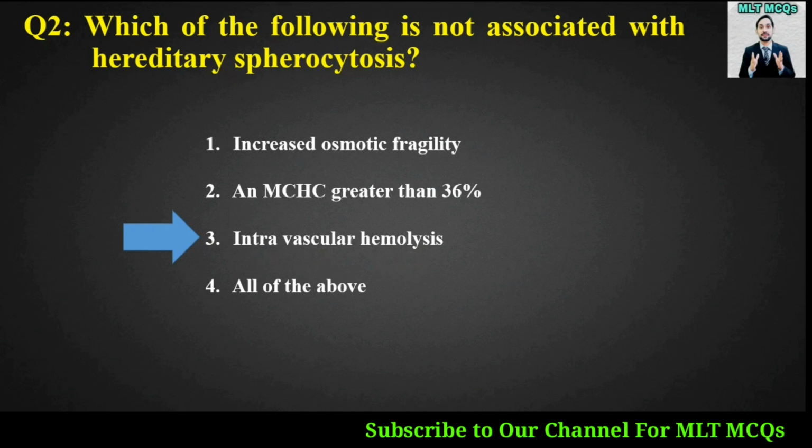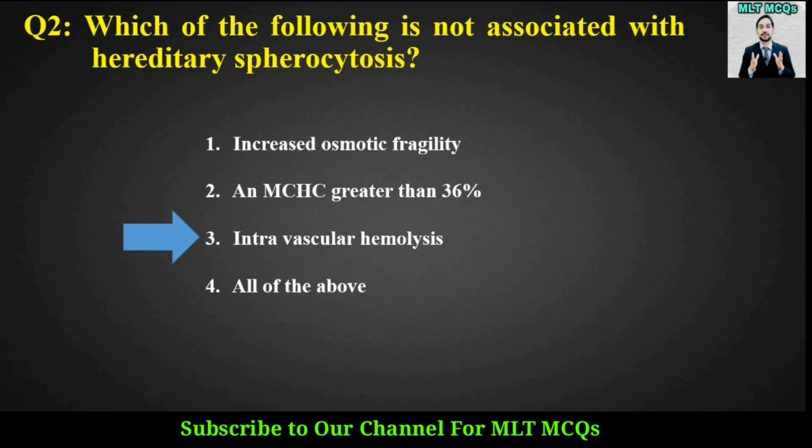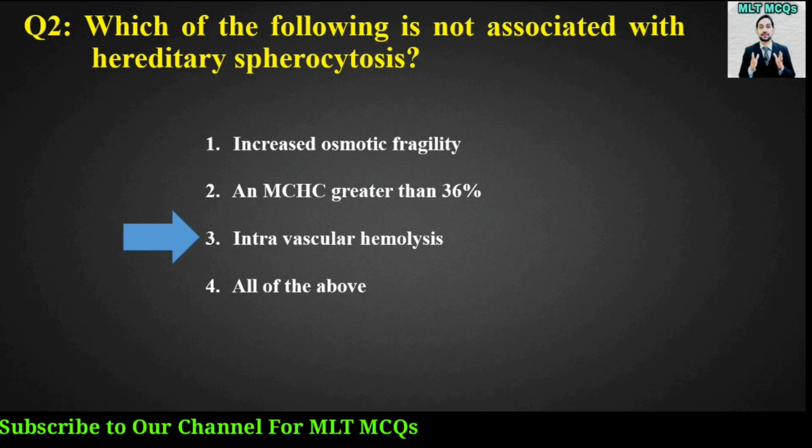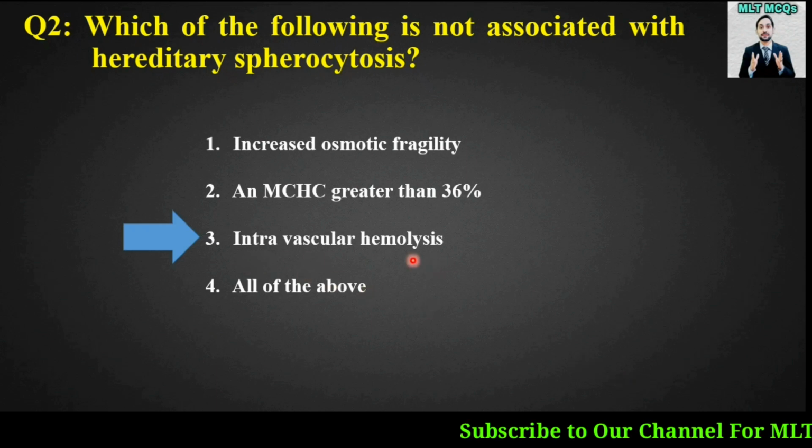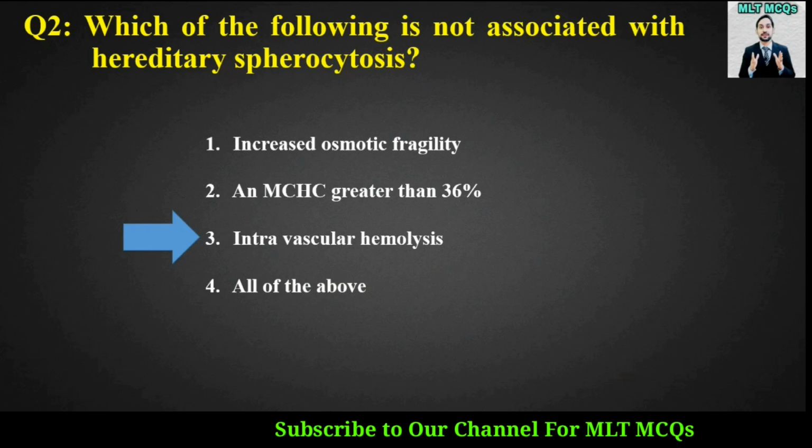Classic features of intravascular hemolysis such as hemoglobinemia, hemoglobinuria, or hemosiderinuria do not occur in hereditary spherocytosis. The hemolysis seen in hereditary spherocytosis is an extravascular rather than an intravascular process. So the right answer for this MCQ is intravascular hemolysis.